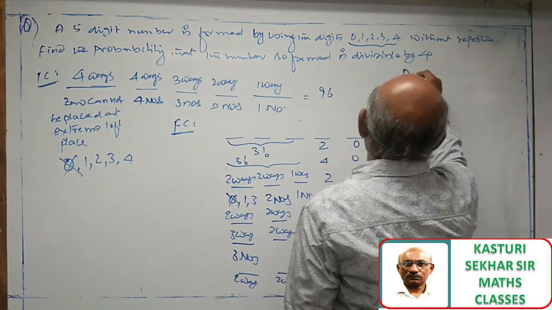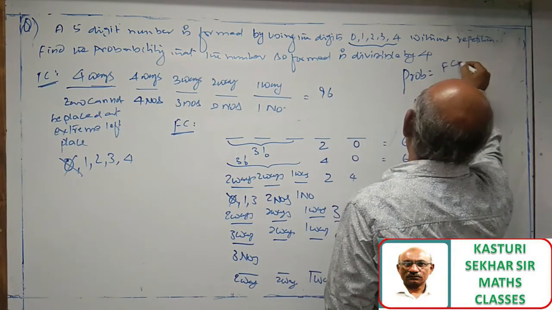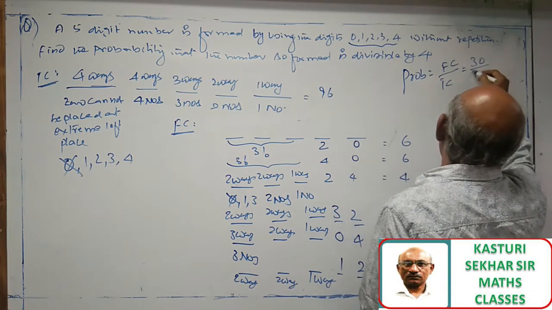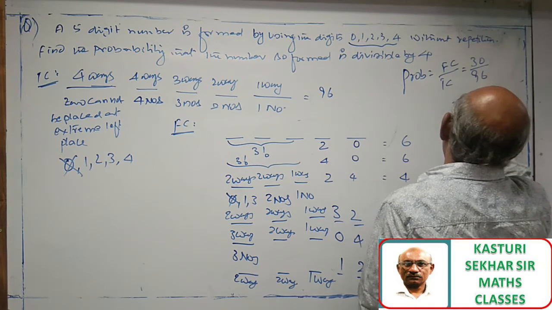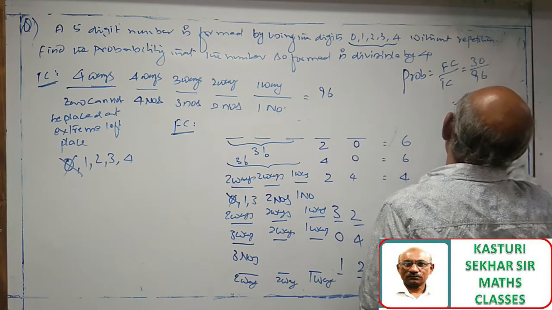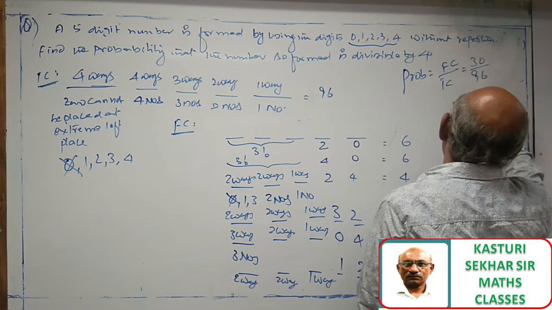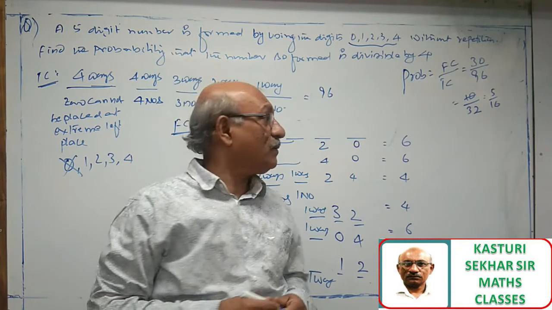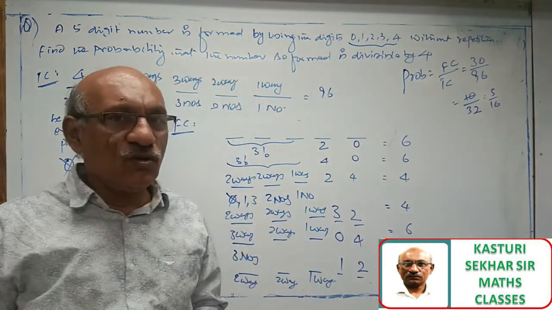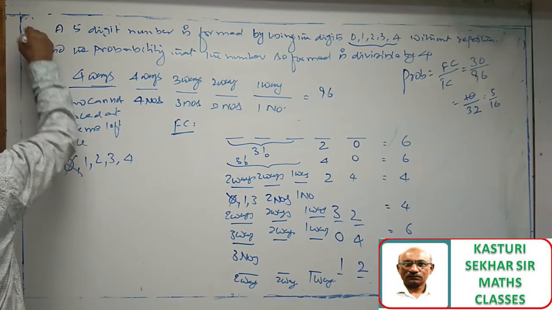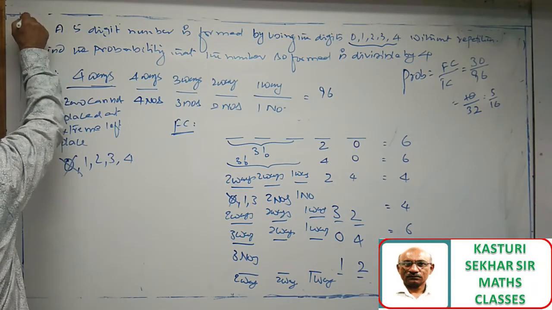So probability is equal to favorable cases divided by total number of cases. 30 divided by 96. 10 divided by 32. So it will go 5 by 16. It is 5 by 16. Okay, sir. Note down the solution. It's a good question. Put a star mark on this. I am putting a star mark here. Do one more time practice.